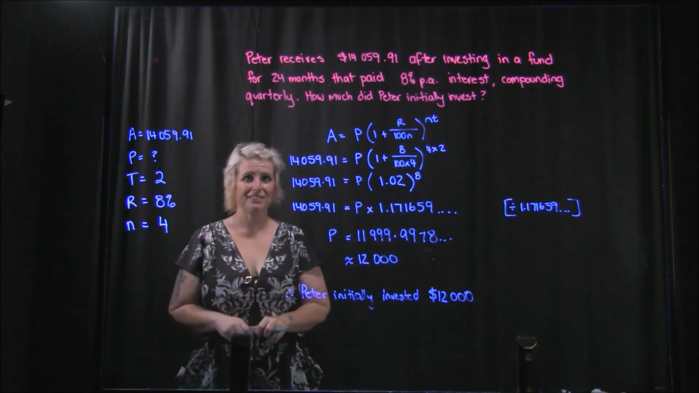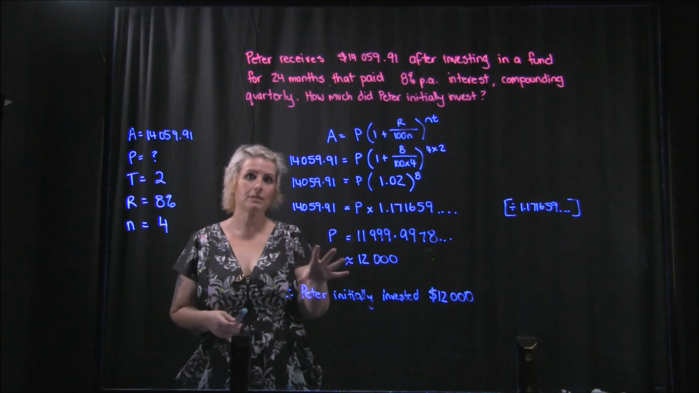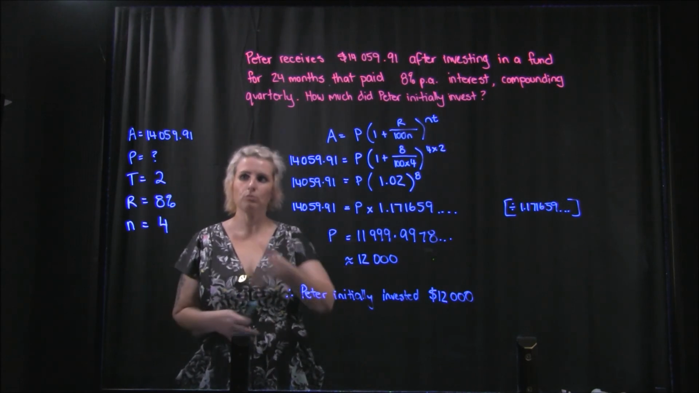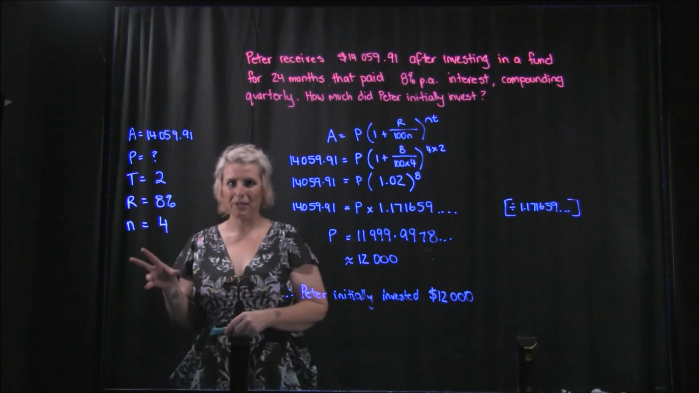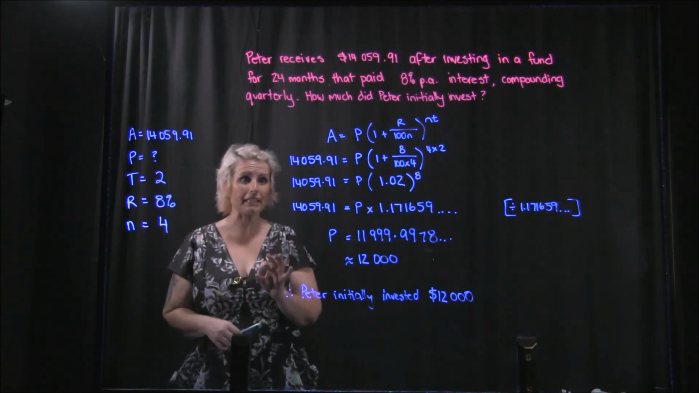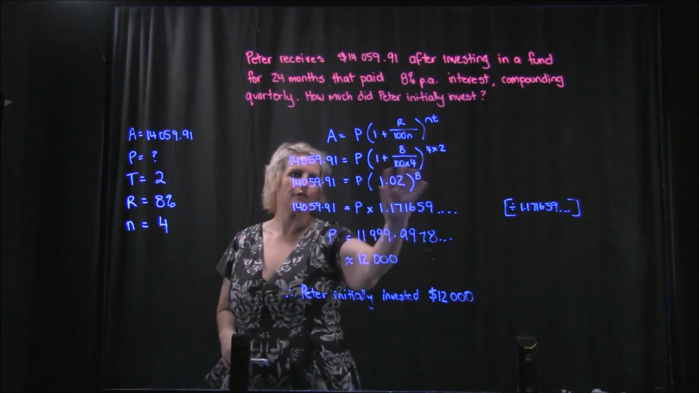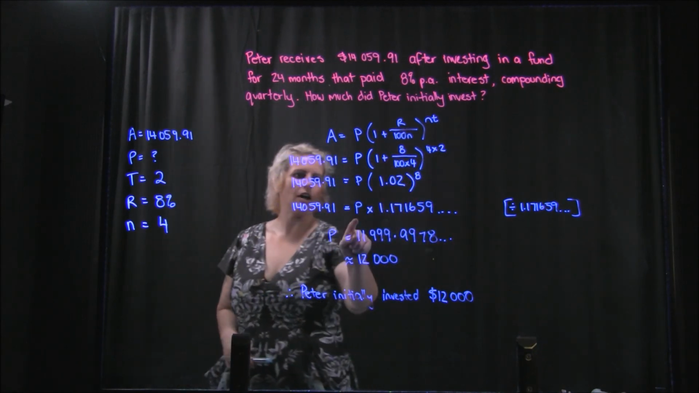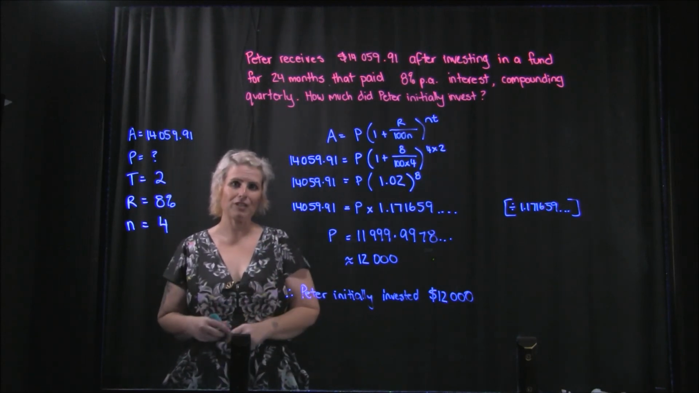And that is it. So make sure that you can find principal when you're not given a principal, but you're given the other information, and make sure that you can find rate. I started with rate because it can be a little trickier. Principal, you're just working all this out first and then just dividing to get P on its own. Rate's a little more complicated. Make sure you practice.